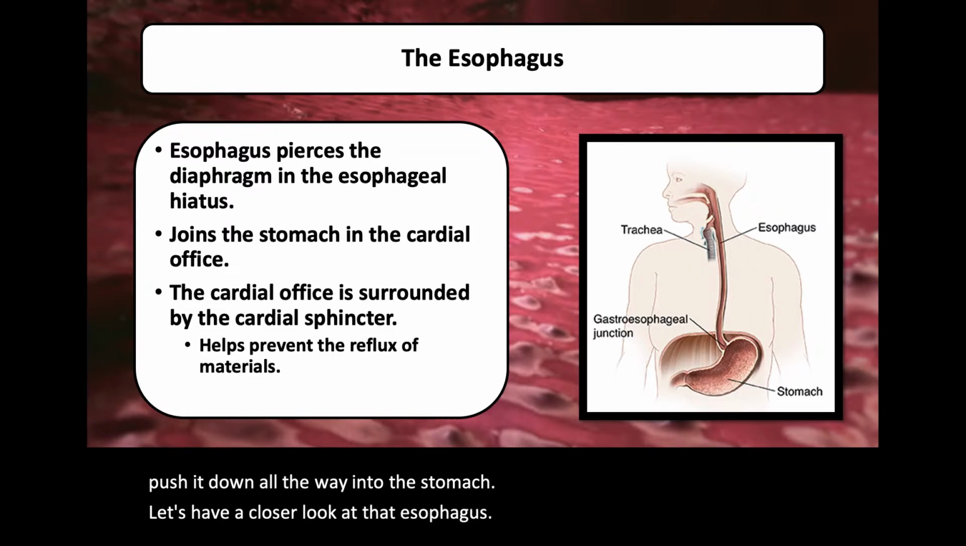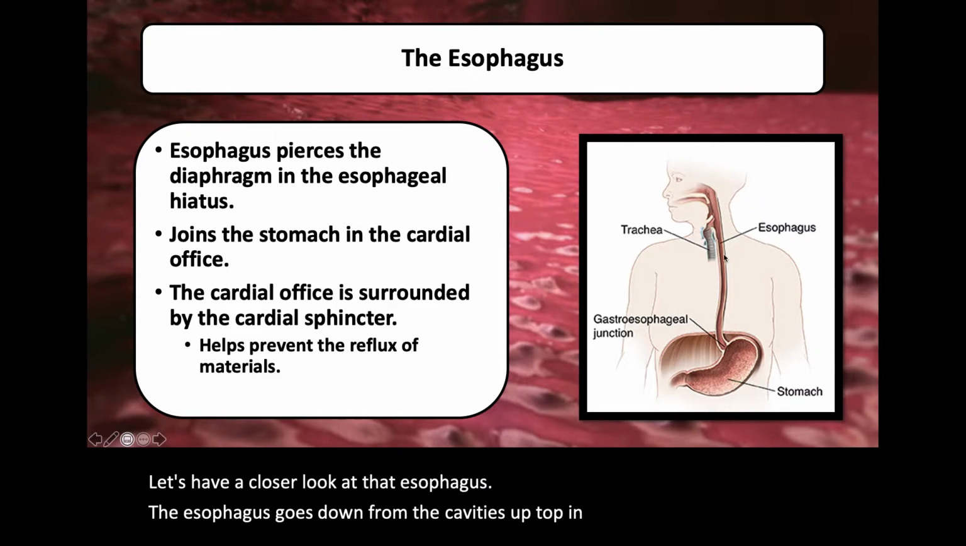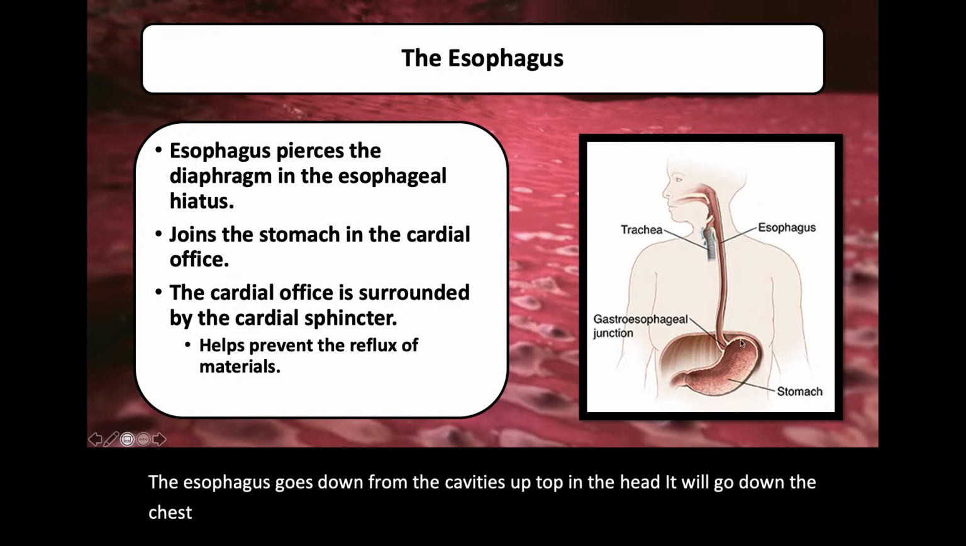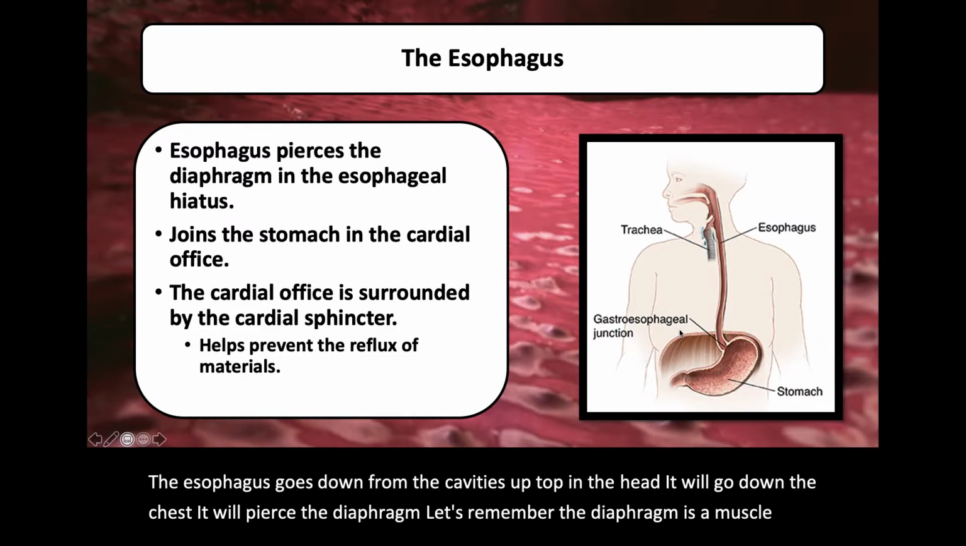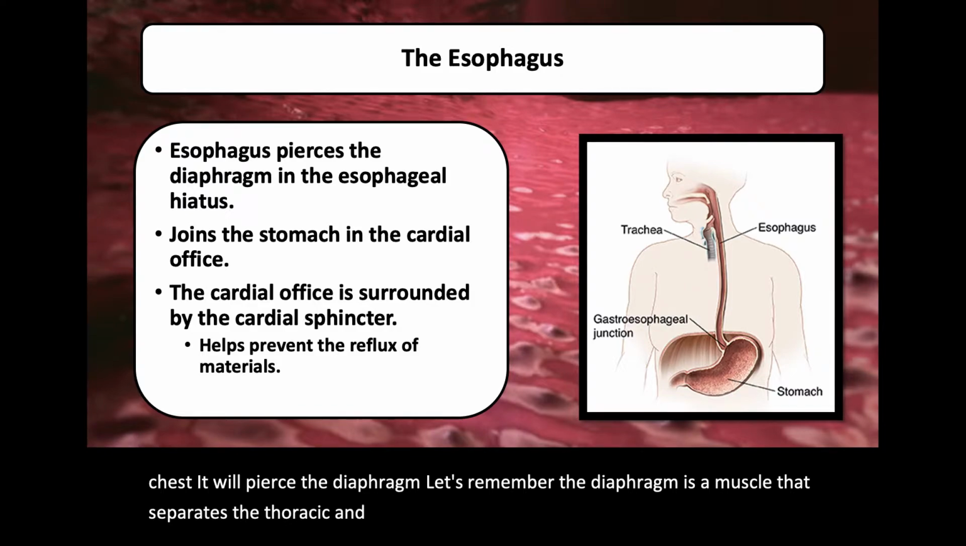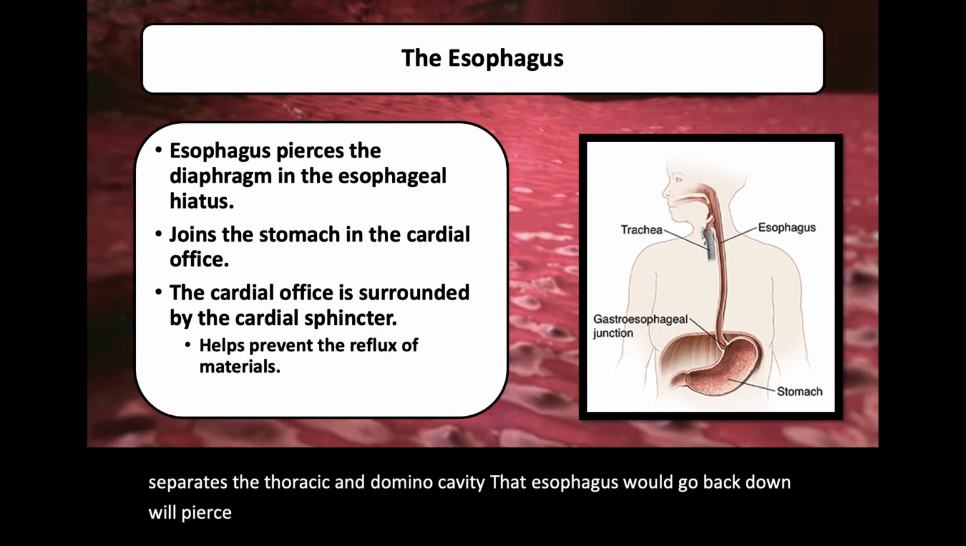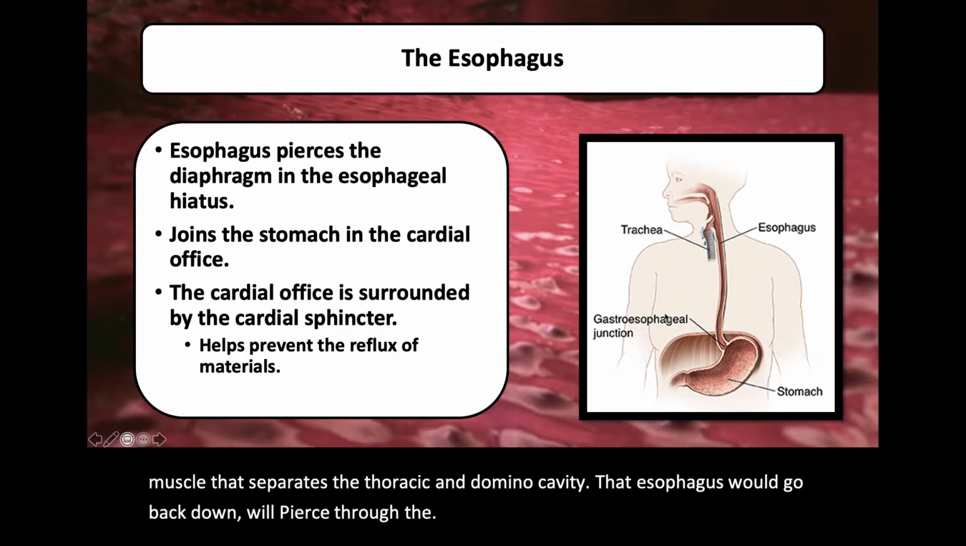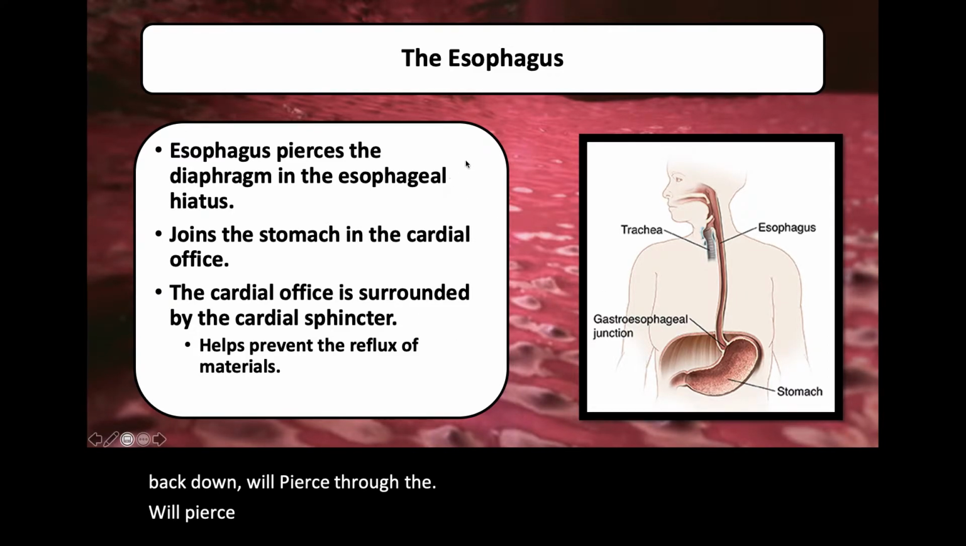The esophagus goes down from the cavities up top in the head. It will go down the chest. It will pierce the diaphragm. Let's remember that the diaphragm is the muscle that separates the thoracic and abdominal cavity. That esophagus will pierce down through the diaphragm at what is called the esophageal hiatus.